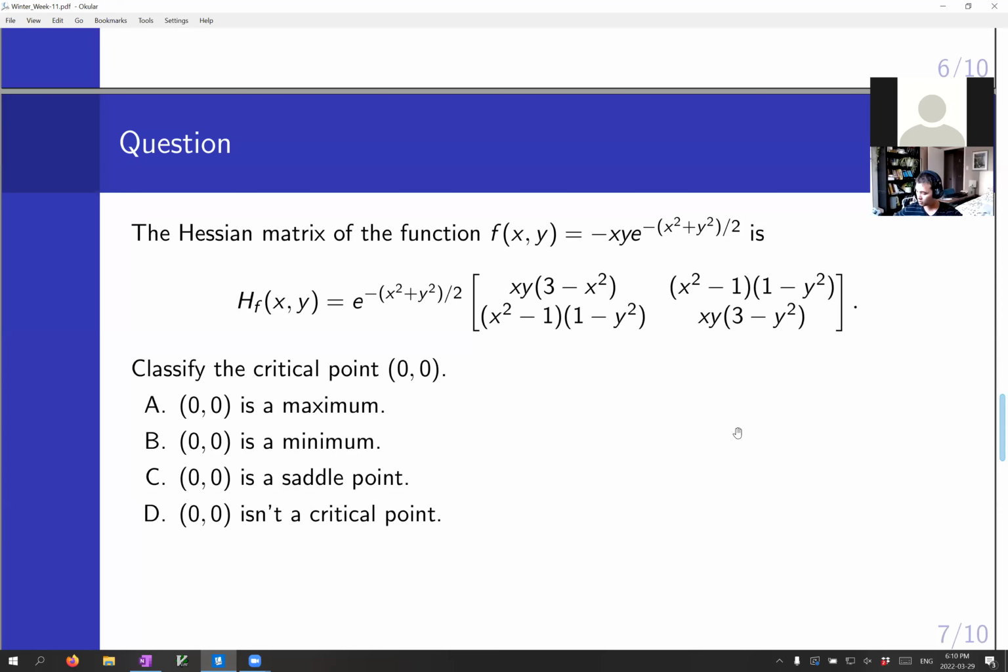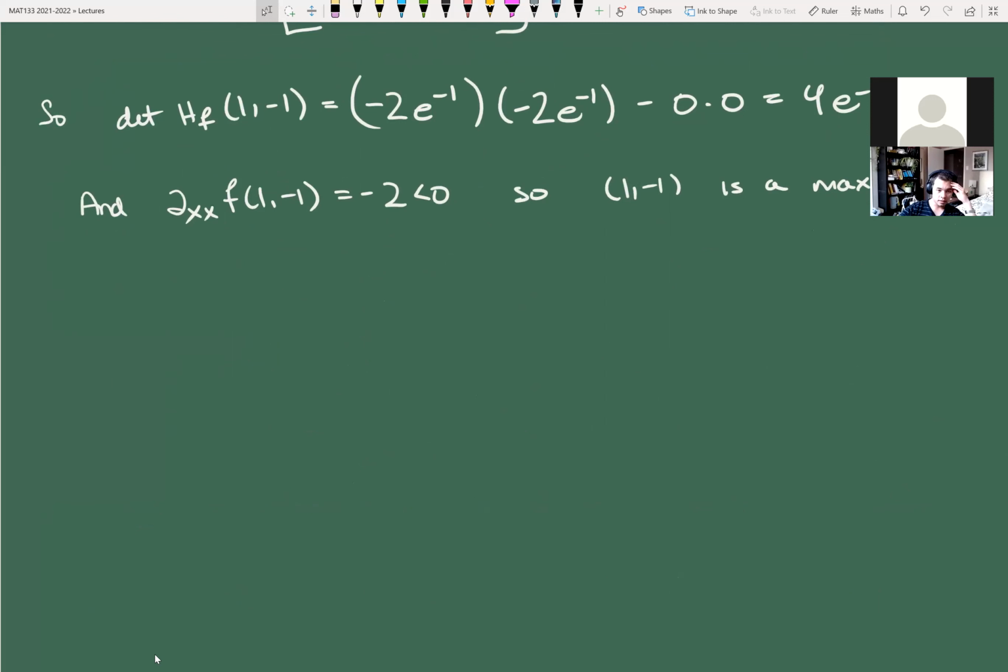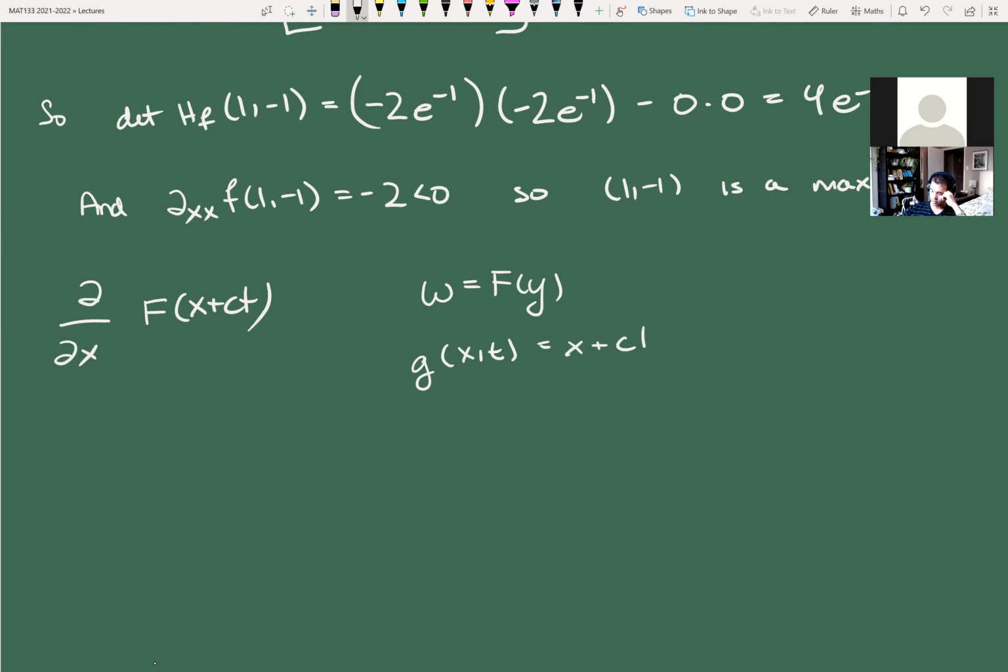Let's do it like so, right? What we're trying to do is figure out how to differentiate something like this, d/dx of f of x plus ct. I think the key that's going to make your life a little bit easier here is let's maybe call y a function of a different variable. So let's say w is f of y, right? Because it doesn't matter what letter you plug into a function. It's just a name, right? And then let's call g of x, t equal x plus ct, and that's y. So when I do this composition, f of g of x, t is f of x plus ct. Does that look fine?